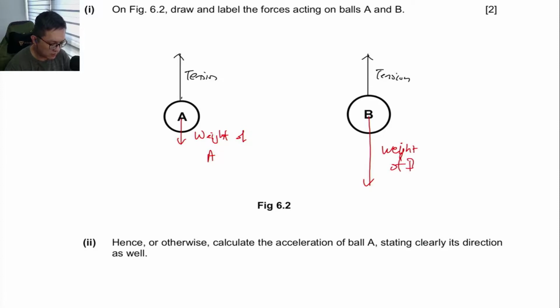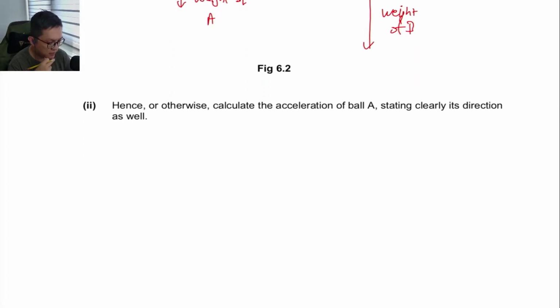Okay, that's it. So that's what you have. Next, you are asked to calculate the acceleration of ball A, stating clearly its direction as well. If you do everything wrongly in front and you just guess the direction, you get it wrong. You will not get marked for direction. So let's do this.